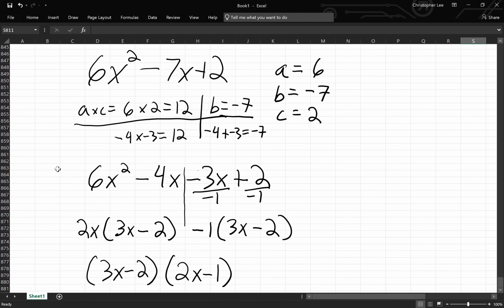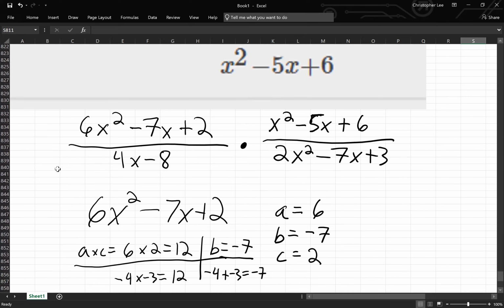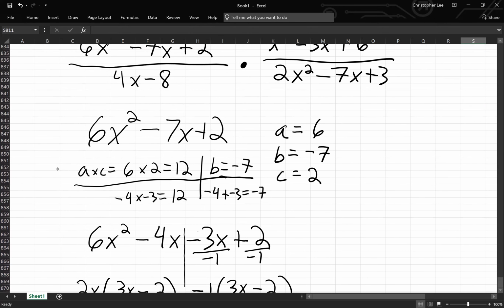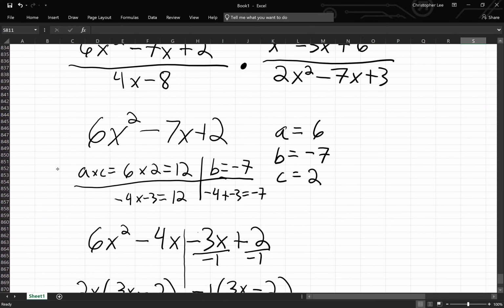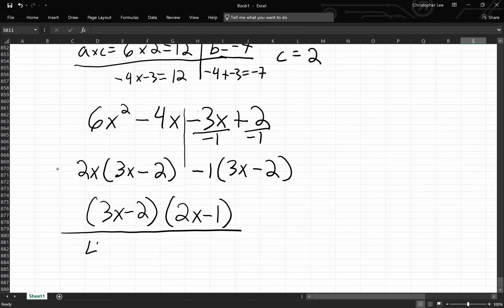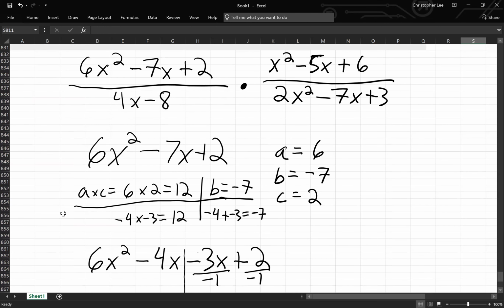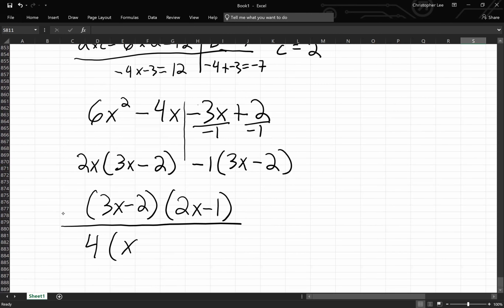Oh, that was hard. All right. What's the denominator going to be over here? So I have 4x minus 8. Factor 4x minus 8 for me. What's the greatest common factor between 4x and 8? 4, right? So I'm going to factor out a 4. And what's left over? x minus 2, very good.